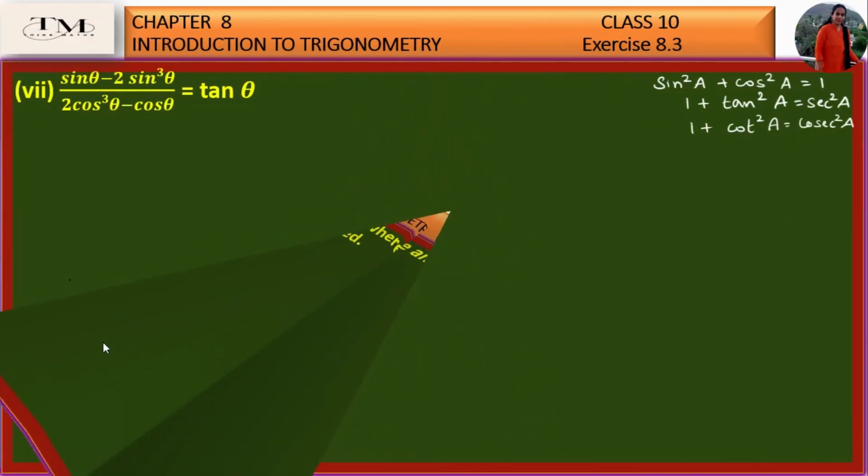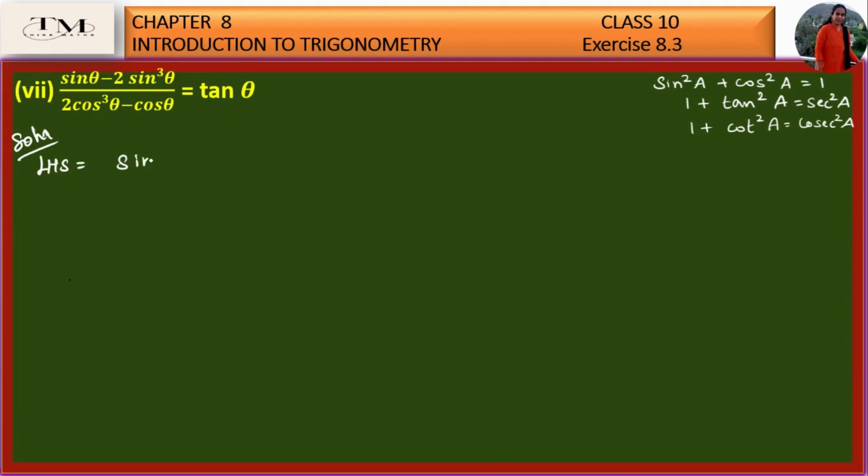Moving on to the seventh part. So what is the seventh part? (sin theta minus 2 sin cube theta) divided by (2 cos cube theta minus cos theta) equal to tan theta. What we can do is simplify this and try to get tan theta. Okay, children? So first let us take LHS. What is in LHS? (sin theta minus 2 sin cube theta) divided by (2 cos cube theta minus cos theta).